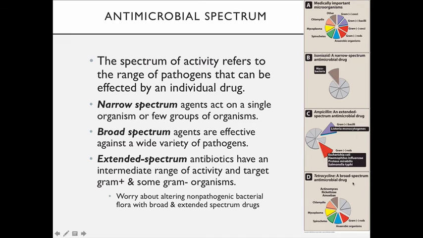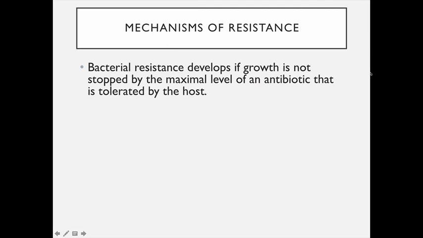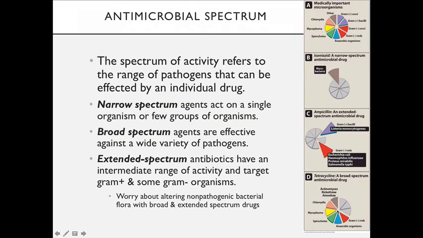Then we go down to our broad spectrum down here, which is tetracycline, a great example of a broad spectrum antimicrobial. And look, if you just compare this picture to this one up here, this is almost covering the whole pie, right? Just a couple of pieces are cut out of this. So that would be a pretty broad spectrum drug, meaning that it has an intermediate range of activity and targets a whole bunch of organisms, in many cases gram-positives and gram-negatives.